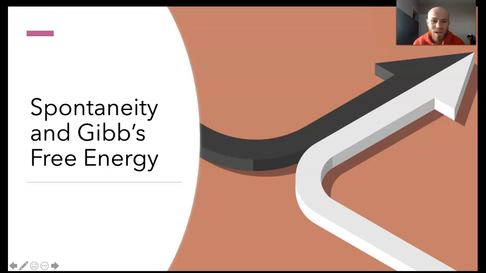Welcome back, everyone. Last time we talked about enthalpy and entropy. Today we're going to think about both of those concepts when thinking about the spontaneity of reactions, and then also Gibbs free energy.